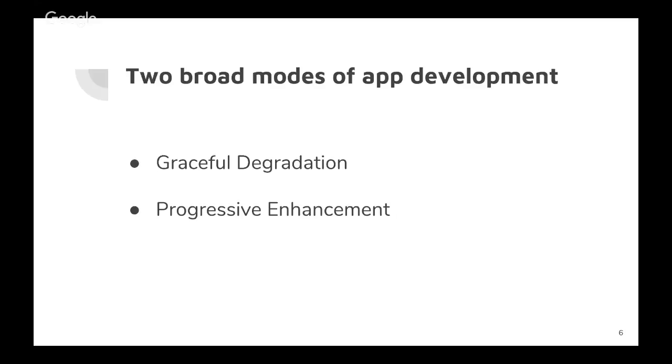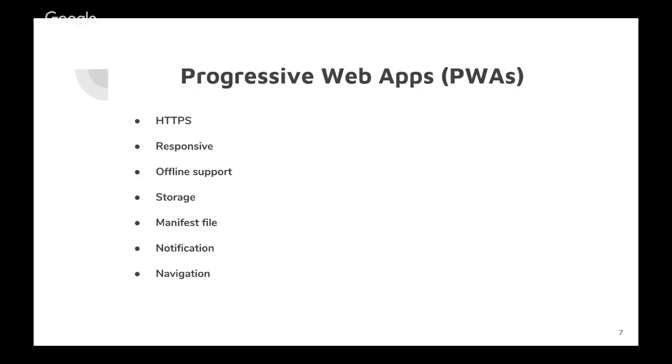Now, out of these two modes, progressive enhancement got the best of people, and it became almost a standard these days that people started developing applications in the name of progressive web apps. It has become a standard that has the tendency, in fact, to take over the whole native application development.